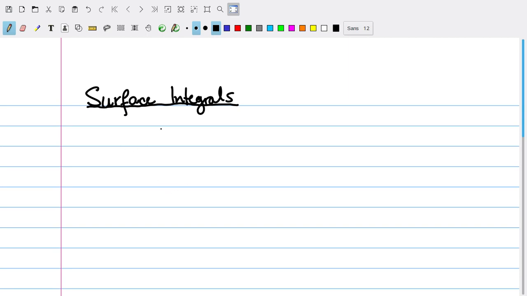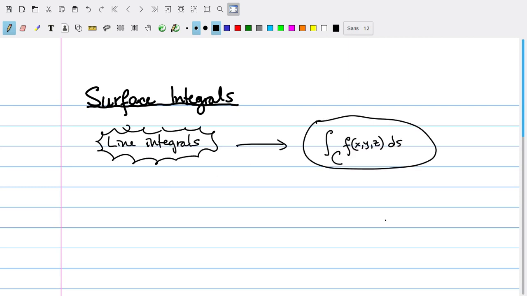So for line integrals, we thought about two basic kinds of integrals. The first kind were the integral over C of a scalar valued function of x, y, and z ds, where ds here represents the differential arc length. So if f is taken to be just 1 constantly, this is going to give me the total length of the curve C. The other kind of line integral we thought about was line integrals of vector fields. This was the integral over C of F dot dr. And we're going to have analogs of each of these things for surfaces.